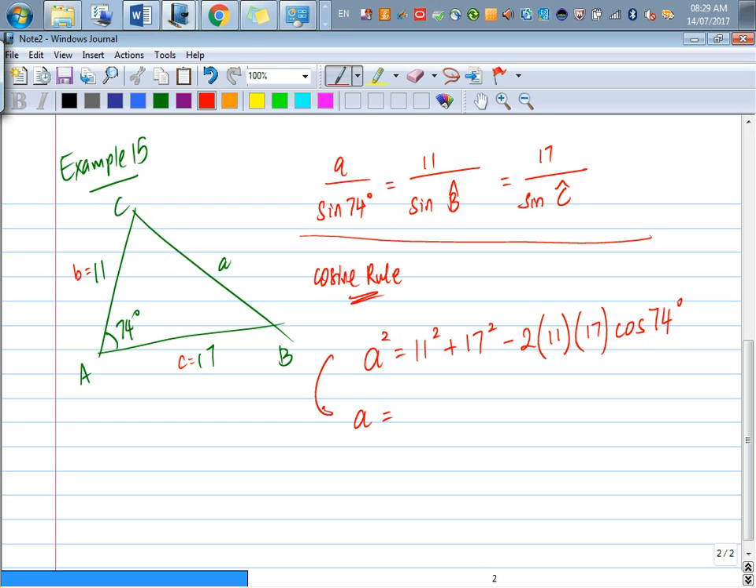How do I move from this step to this step? Yeah, take square root. Okay? Do I need to put a plus minus? By right, I need to plus minus. But because a is a length, right? So I only have positive values. So I just put square root of 11 square plus 17 square minus 2 times 11 times 17 times cosine 74 degrees. Now, it's just your calculator pressing skills, whether you get everything correct or not. Try it yourself with your calculator.